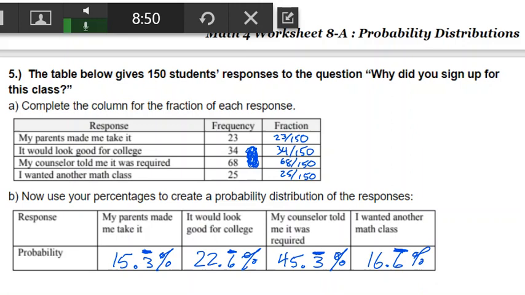All right, so adding those up, let's see, 15 and 22 is 37, plus 45 is 82, plus 16 is 98, and you've got 99% with those decimals, and you got 100% with those decimals. So it does add up.